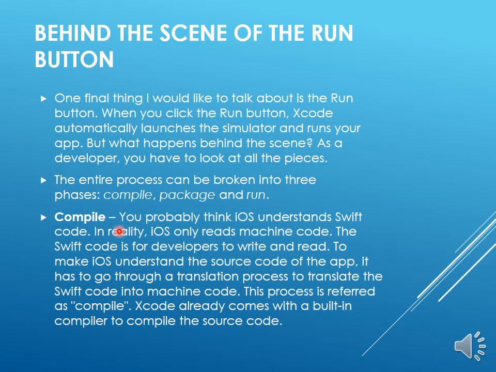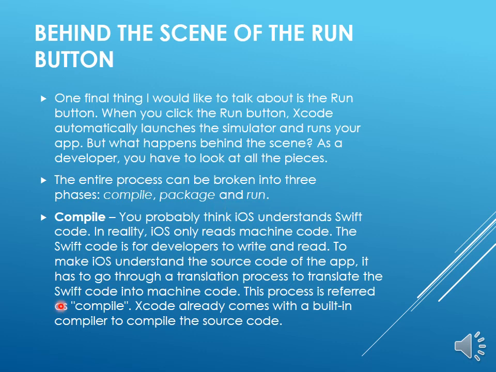Xcode already has a built-in compiler that converts this source code of Swift into machine code. So in this way our operating system is able to read the code. It converts the code and it reads the code. So this first process is done, that is compilation.